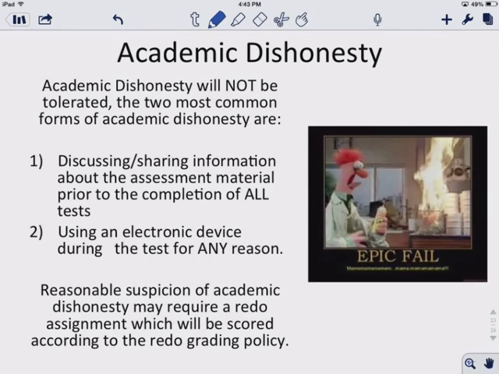The second most common is using electronic devices during the test for any reason. So if we have our cell phones out, which we shouldn't, during a test, what we'll do is put our cell phones in our backpacks and put our backpacks in the back of the room, and we'll wait until everybody's finished with the test before we get anything back out. The reason for that is if we have a cell phone out while other people are taking the test, I can't really tell if you're just playing a game or you're sitting there texting people answers that you just remembered from the test. And so we'll just keep those cell phones in our backpacks and our backpacks up in front by the wall.